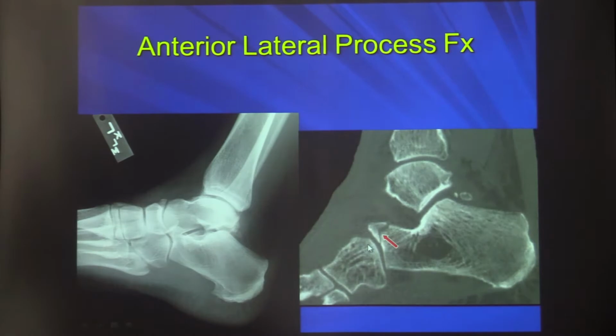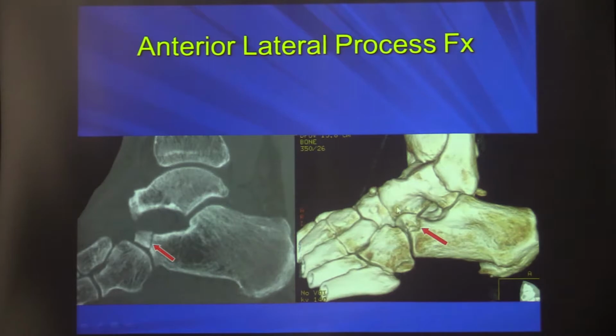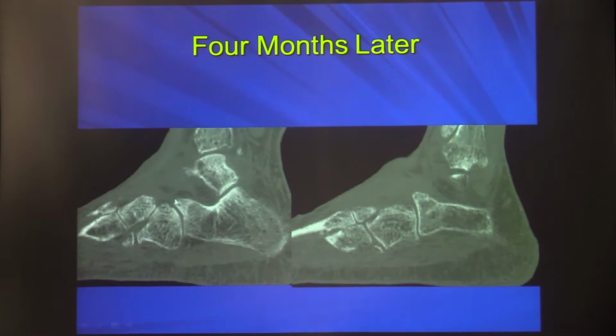We can also, of course, do surface rendered images. Here's a 3D surface rendered image of the fracture in case the orthopedist finds that useful for their operative planning. 4 months later, again, CT for healing, and we can see that the fragment has healed.